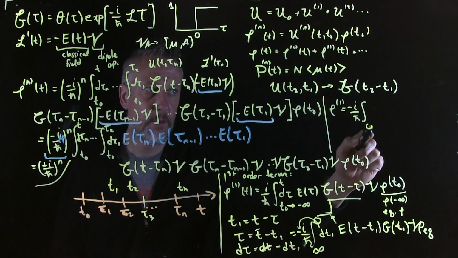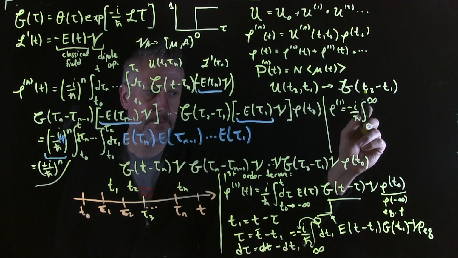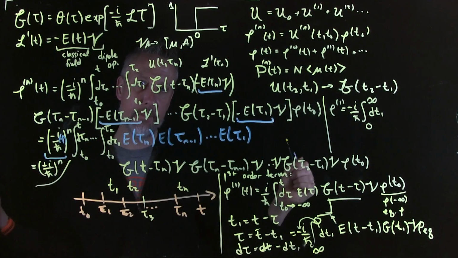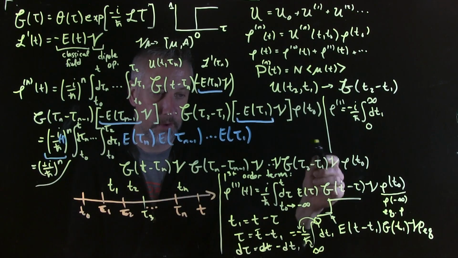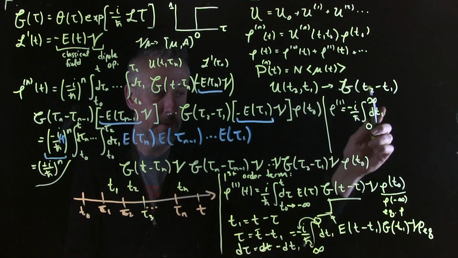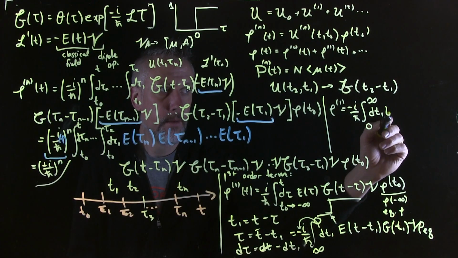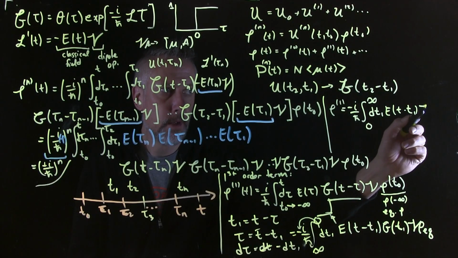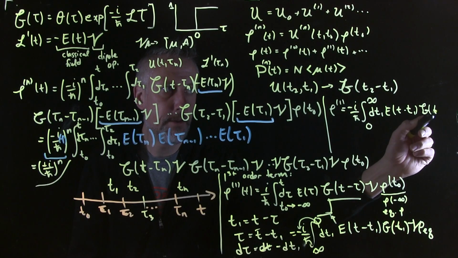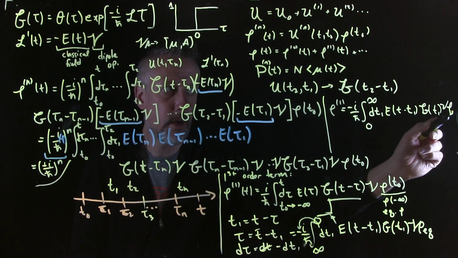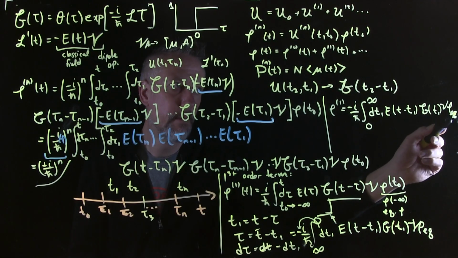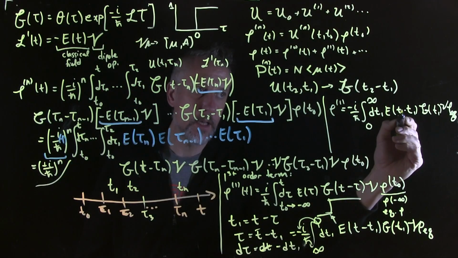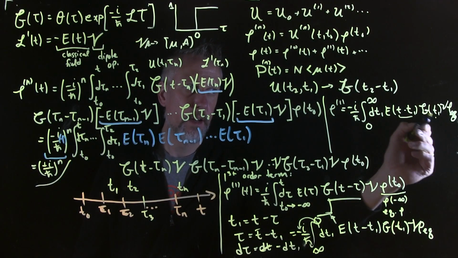We're going from 0 to infinity, which is to say that the time interval goes from no interval to infinity, right? dt1, E of t minus t1, G of t1, V rho equilibrium. So we get this down to a time interval and a single value.